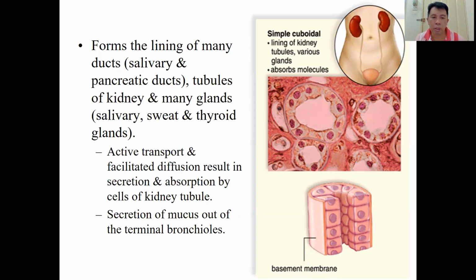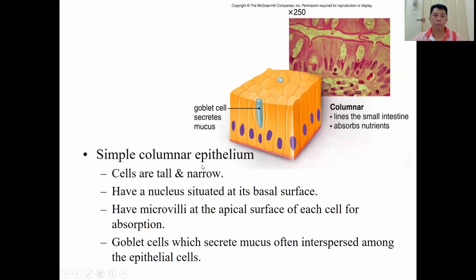And secretion of mucus out of the terminal bronchioles. This one also requires mitochondria, the Golgi apparatus and the ER as well. So that's why the shape is bigger than the squamous epithelium.